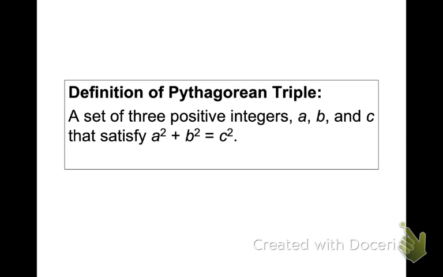All right, Pythagorean triples. Have you heard of these before? Pythagorean triples are any right triangle whose side lengths are actual positive integers. So a set of 3 positive integers, a, b, and c, that satisfy the equation a squared plus b squared equals c squared. So all side lengths have to be integers. They can't be decimals, so they can't be radicals that are not perfect squares.